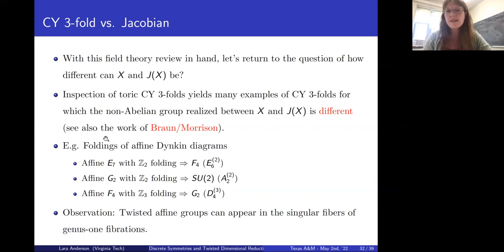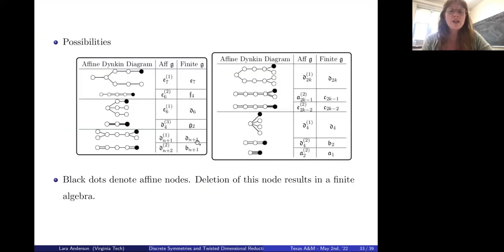What you find is that because it's the affine Dynkin diagrams that are realized in the geometry of F theory, you can immediately just look at the geometries and the Jacobians and read off what groups you're seeing. And you find foldings of affine diagrams appear to occur quite generically. So affine E7 can be folded to F4, affine G2 to SU2, and so on. So twisted affine groups can appear in the singular fibers of genus-one Calabi-Yau fibrations, no problem. I actually pulled this diagram off of Wikipedia. This is known, thank you, people who have studied affine Dynkin diagrams. All possible foldings are classified, so you can read those off pretty easily too.